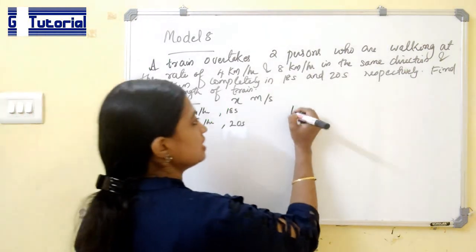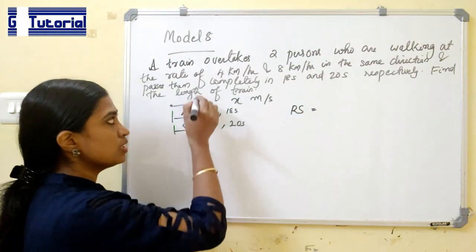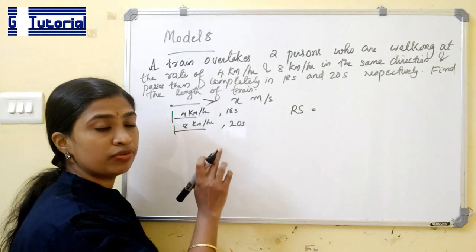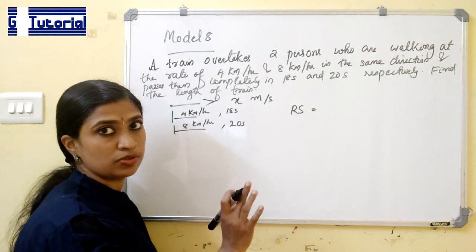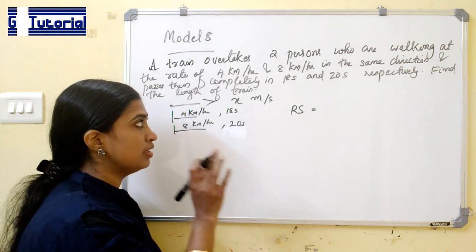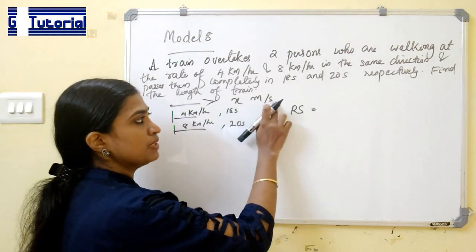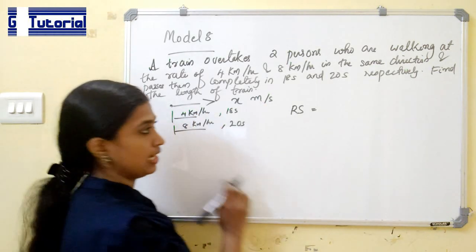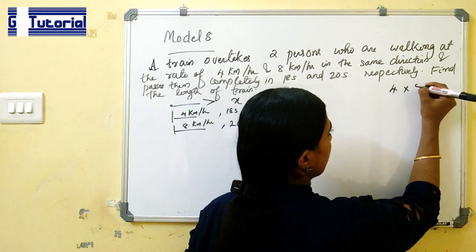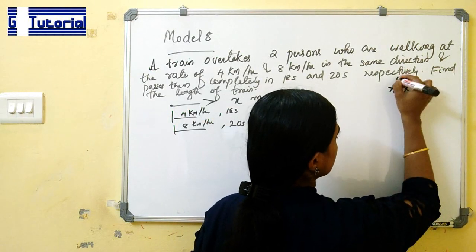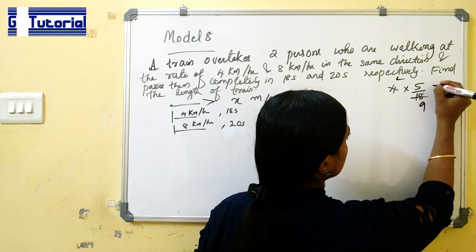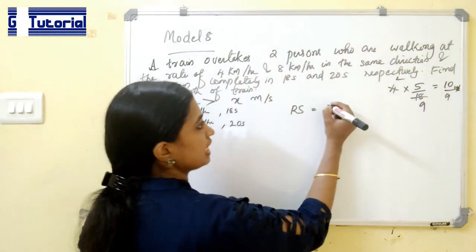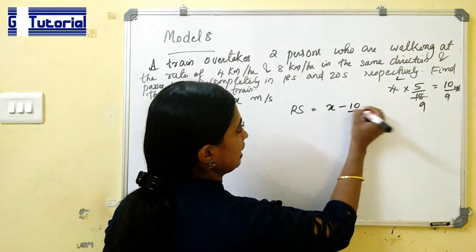So the relative speed is the difference, because the man and the train are moving in the same direction, so we have to consider relative speed. Relative speed will be the difference of speeds. The train speed is always greater, but here the unit is meter per second while the speed of the man is in kilometer per hour. We have to convert it first into meter per second. So 4 into 5 by 18 is 10 by 9 meter per second. So the relative speed in the first case is x minus 10 by 9.